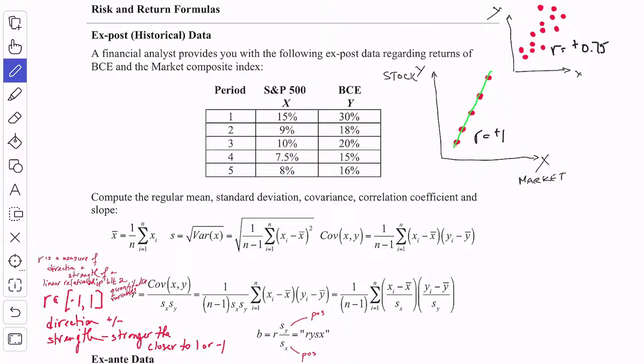What if, and I just said we're not supposed to extrapolate, but let's say we had more data, and turns out the market dips. So there are 2% negative returns in some period in the future. What would be the returns to BCE? If the line did continue.